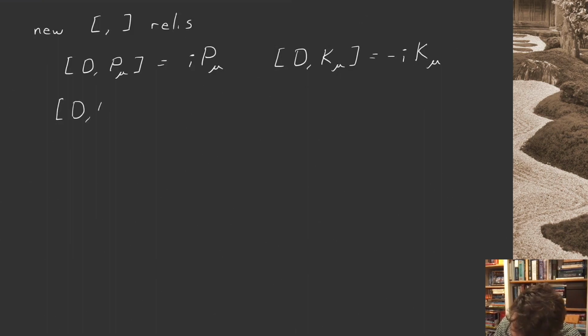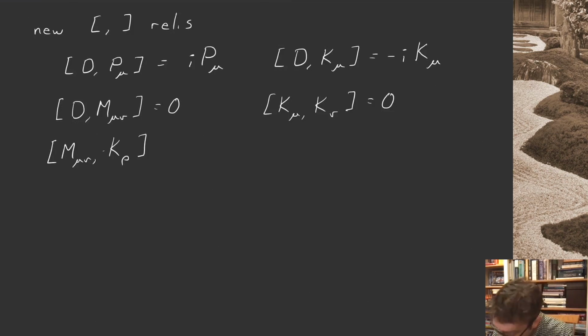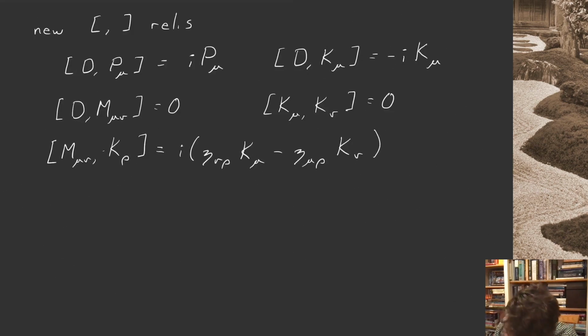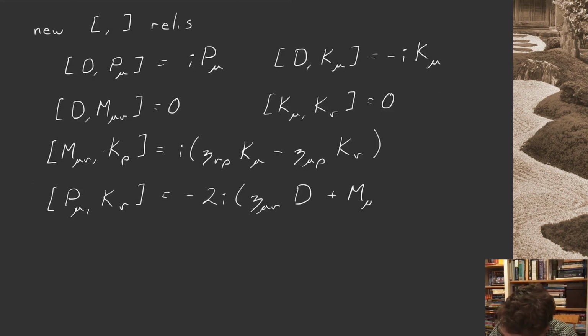D commutes with Lorentz. K commutes with itself. Lorentz with special conformal gives you a special conformal again. This should be reminiscent of how Lorentz commutes with momentum. That commutator has a very similar structure to this one. And then finally, the most complicated is how momentum and special conformal fail to commute. So you get minus 2i eta_mu nu times the dilatations or scale transformations, plus Lorentz.